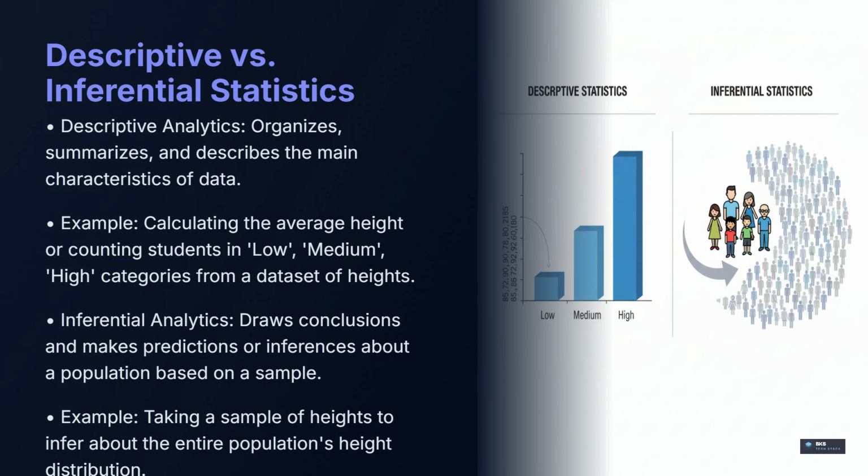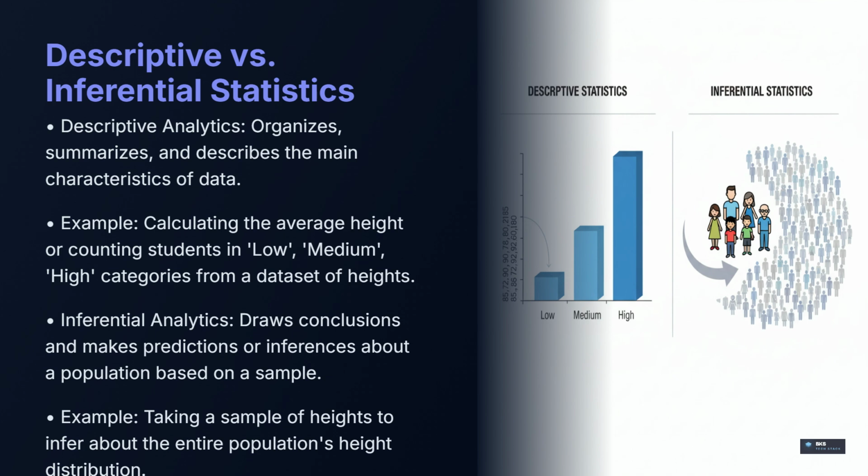Next, let's explore the two major pillars of statistics, descriptive and inferential analytics. Descriptive analytics is all about organizing, summarizing, and presenting the main characteristics of your data. Think of it as painting a clear picture of what you have right in front of you. For instance, if you have the math scores of an entire class, descriptive statistics would involve calculating the average score, identifying the highest and lowest scores, or perhaps grouping them into low, medium, and high categories and counting how many fall into each. It's about describing your observed data.